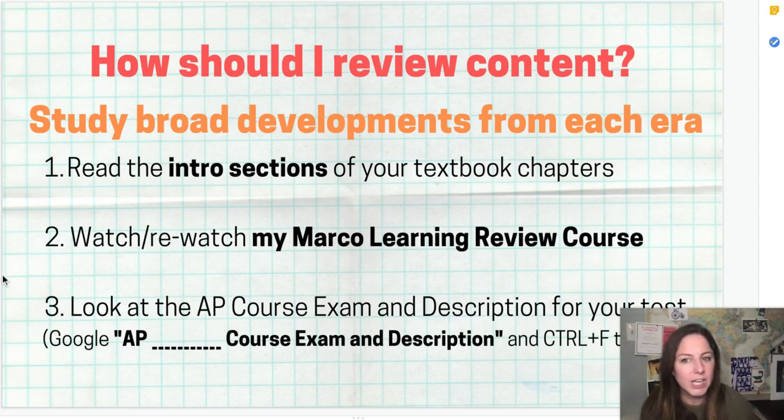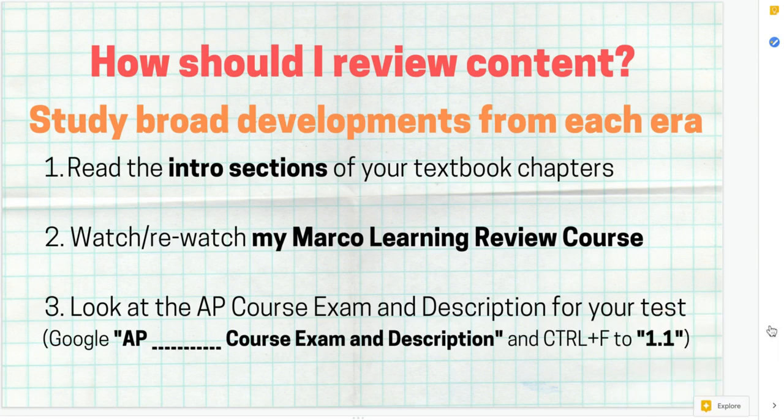Lastly, if you're really like, I still don't know what I need to know for the test, here's what you should do. You can find the teacher key, and this is not a secret. Look at the AP course exam and description. So what this means, let me move my face out of the way, is that the College Board gives and posts publicly exactly what is supposed to be covered in each AP course. So if you Google AP US History, AP European History, course exam and description, you will then see a PDF that you can download.